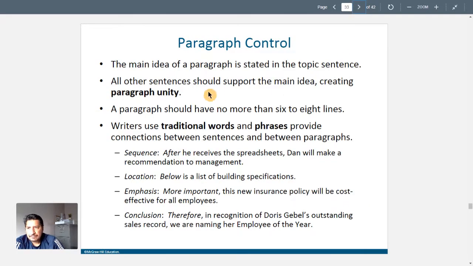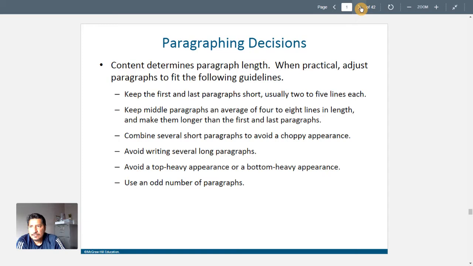Paragraph control. The main idea of a paragraph is stated in the topic sentence. Paragraph unity, transitional words, process. Now look at that, writers use transitional words and phrases to provide connections between sentences and between paragraphs. Then we have paragraph decisions.